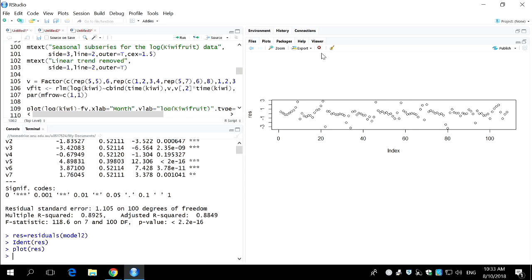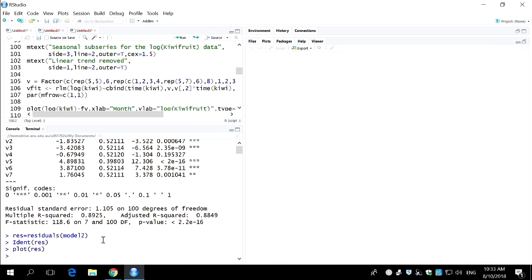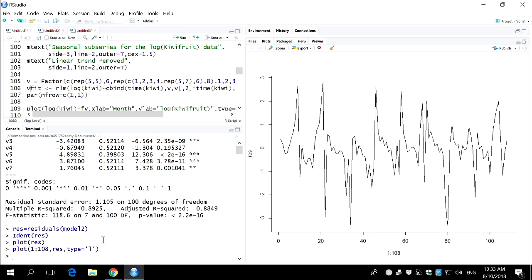let me do this on a full screen. Plot 12108 against residuals, type equals L. There's my residual plot. And you can see it doesn't look independent, right? It doesn't look independent. It's wiggling around. It's got that sort of mountain structure again.